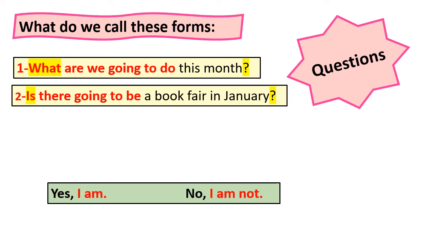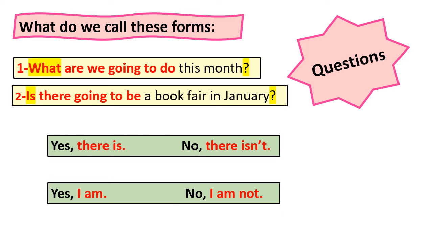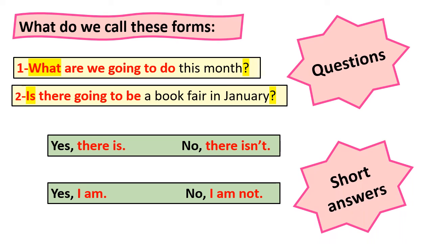What about the answer? Yes, I am. No, I am not. So this is called what? Yes, there is. No, there isn't. This is called a short answer. So this is a short answer for the two kinds of questions, yes/no questions and WH questions.